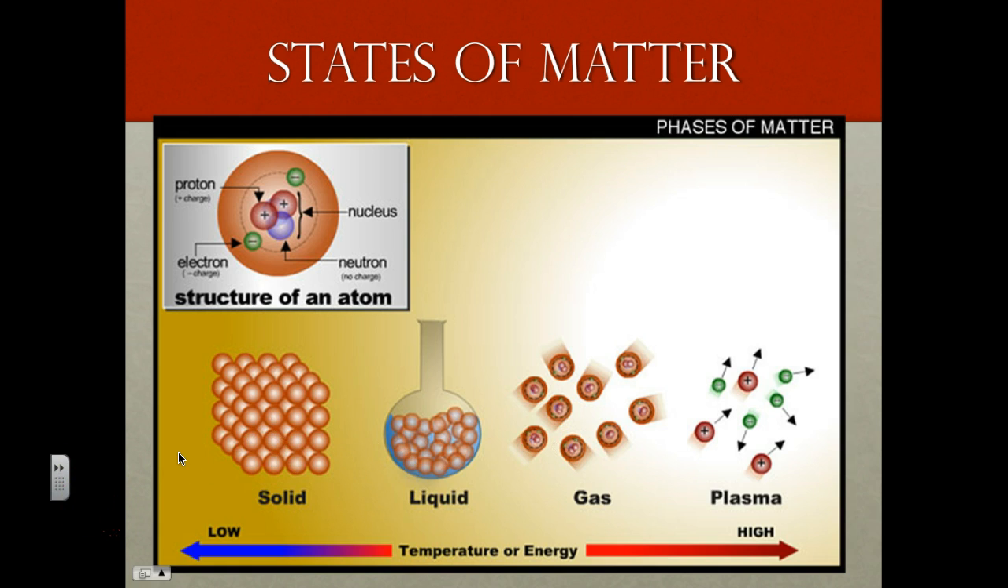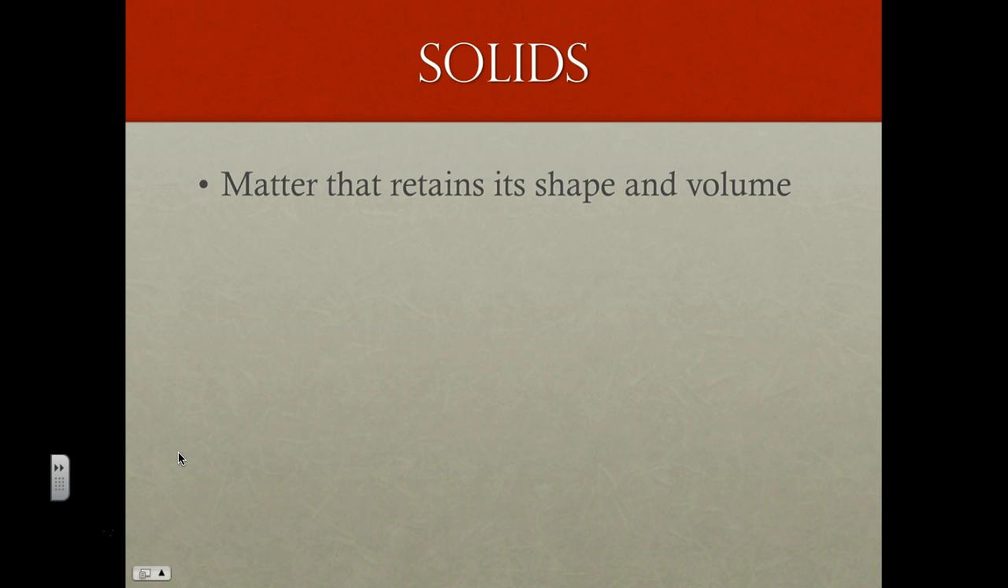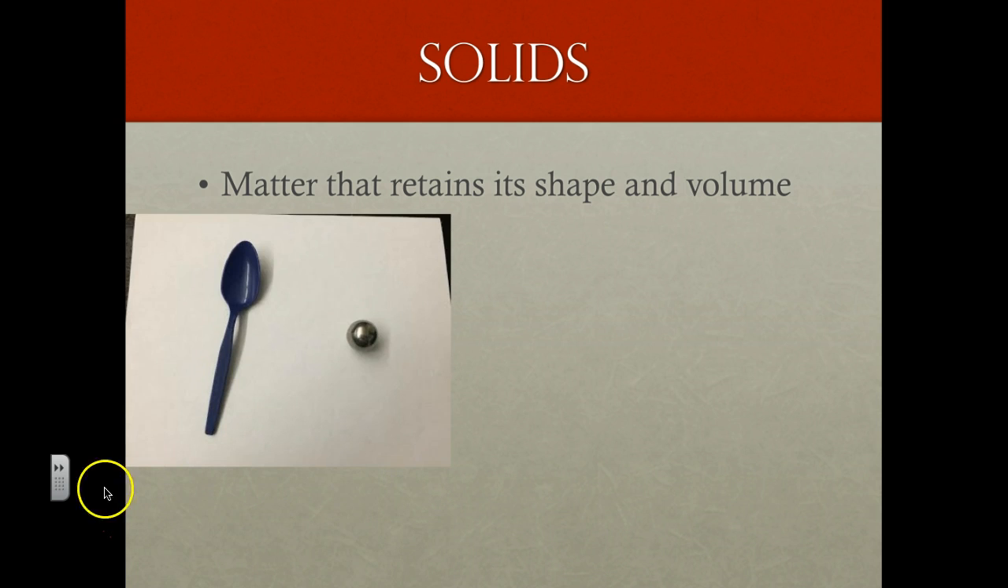If we talk about each one individually, we know that solids have a definite shape and a definite volume, meaning the shape of the spoon is going to stay the shape of the spoon. If you put it in a bowl, it does not take the shape of the bowl, it keeps the shape of a spoon. Same for this steel ball. The reason why is because the particles are very, very closely packed together that there's very little movement. They vibrate in place and that's it.